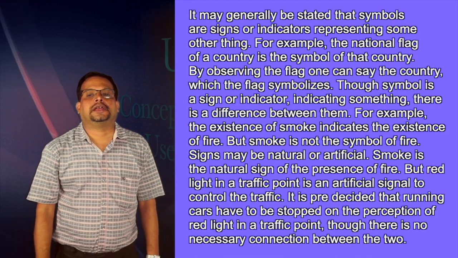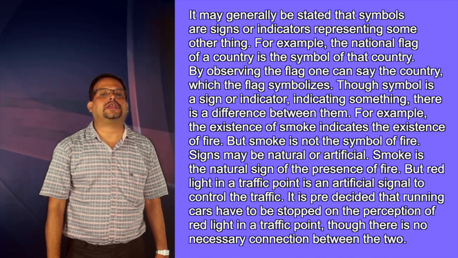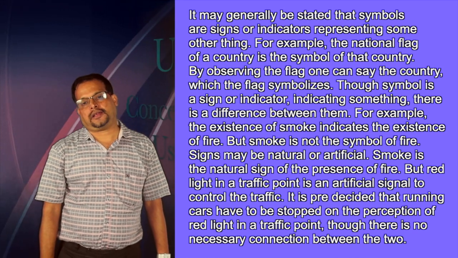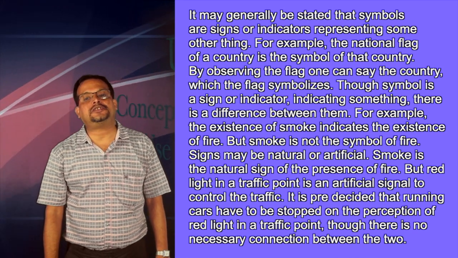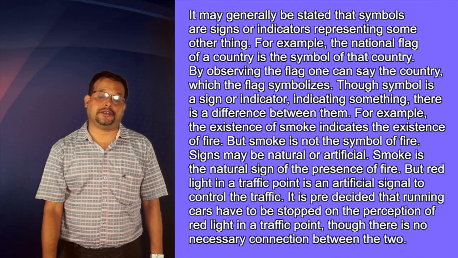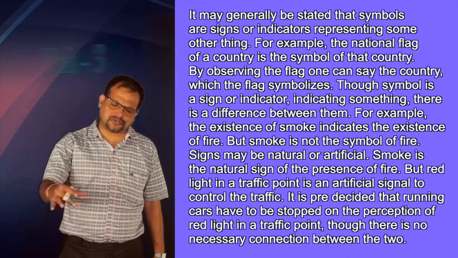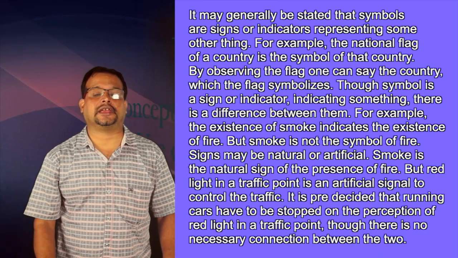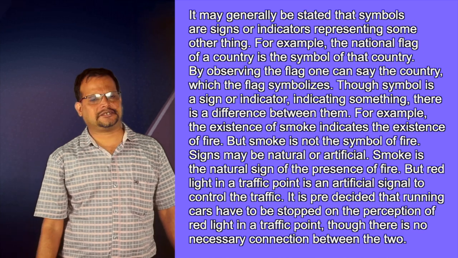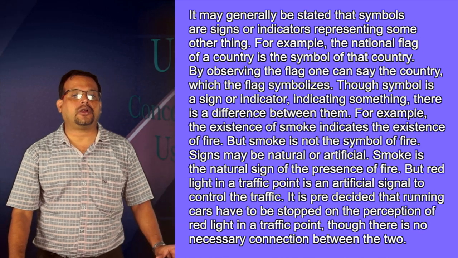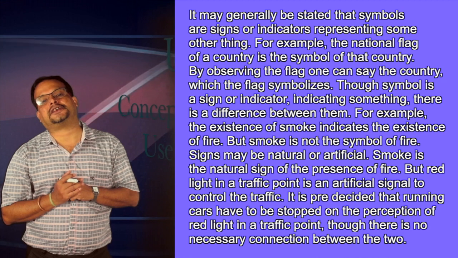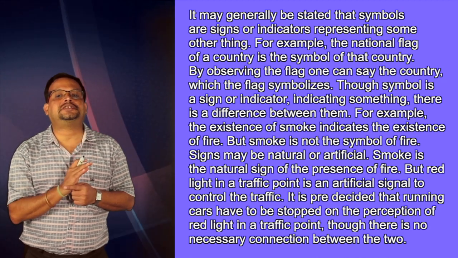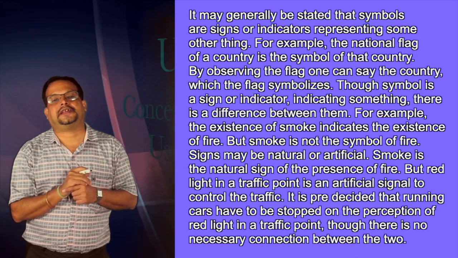For example, the existence of smoke indicates the existence of fire. But smoke is not the symbol of fire. Again, I repeat, dear learners, in case of the distinction between symbols and sign, you can take an example. That example is: the existence of smoke indicates the existence of fire, but smoke is not the symbol of fire.